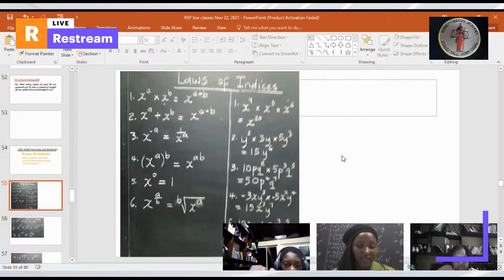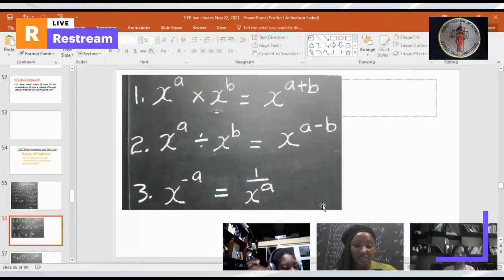Number 4, bracket x to the power of a bracket raised to the power of b is equal to x to the power of ab. Number 5, x to the power of 0 is 1. Number 6, x to the power of a over b is equal to the b root of x to the a. Now these are all in variable form, right? In letter form. So it will be clearer to you when we start plugging in some numbers, and so you would see exactly what we mean.